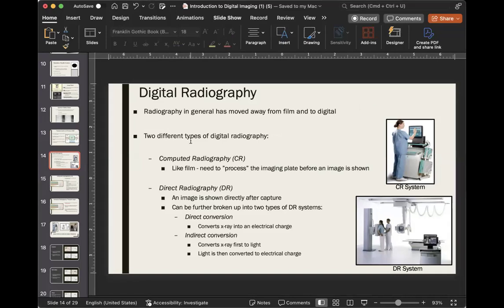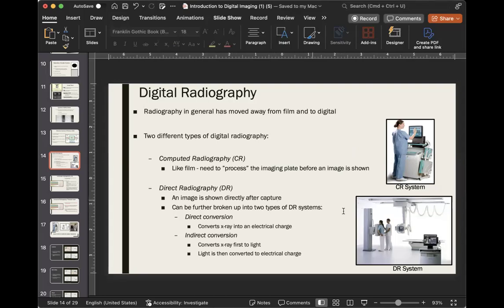There's two different types of digital radiography, again, computed radiography and direct radiography. Computed radiography is like before, where we have to process an imaging plate. So we have a step that we have to do. It's more time consuming for CR. With DR, an image is shown directly after capture.